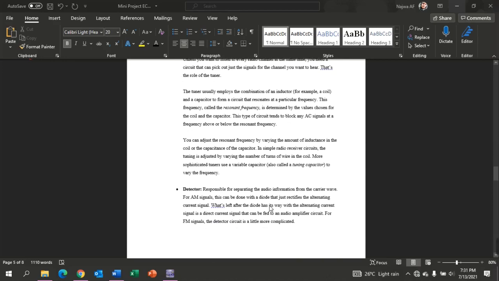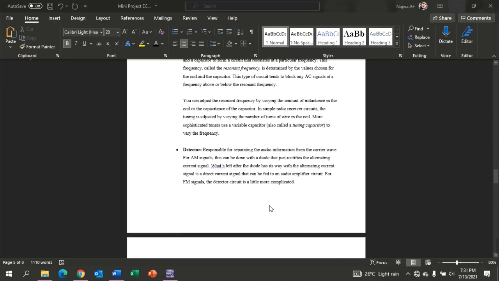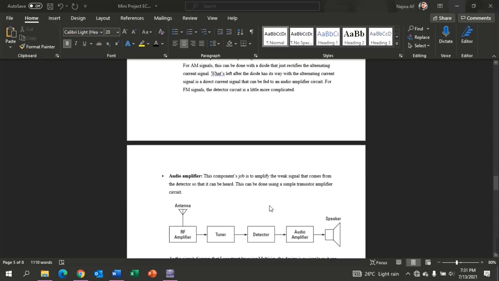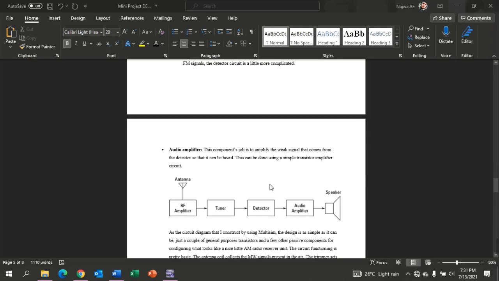The next component is the detector, responsible for separating the audio information from the carrier wave. And finally is the audio amplifier. This component's job is to amplify the weak signal that comes from the detector so that it can be heard. This can be done using a simple transistor amplifier circuit.